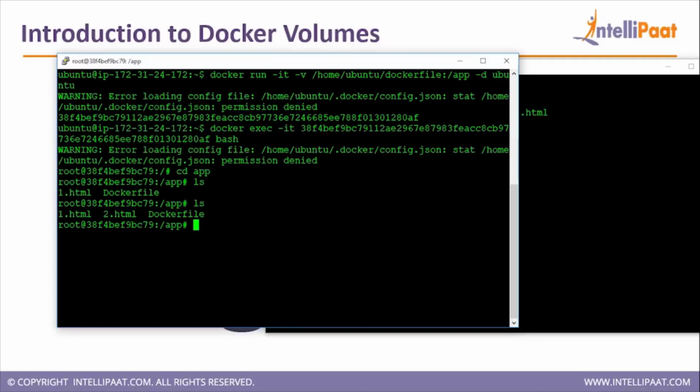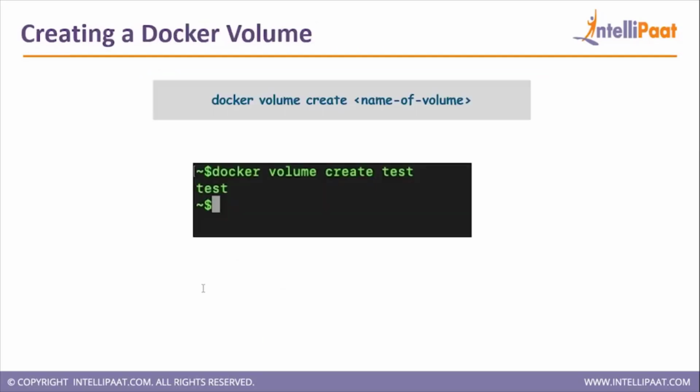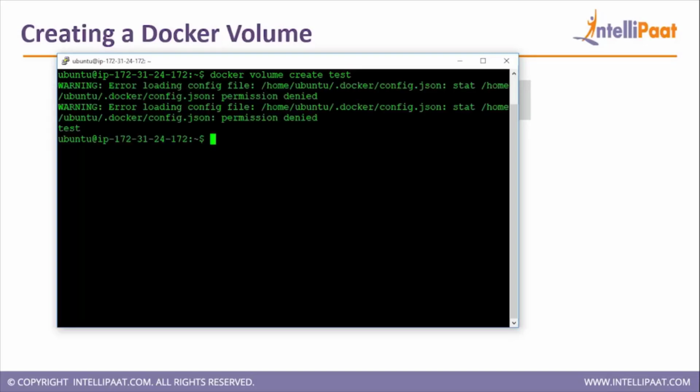Let me show you what happens in case of a volume, right? If you want to create a volume, this is the syntax: docker volume create and then the name of the volume. So let me show you how you can create it. Let me run docker volume create, and let us create a volume, say test. This would create a volume called test, as you can see over there.